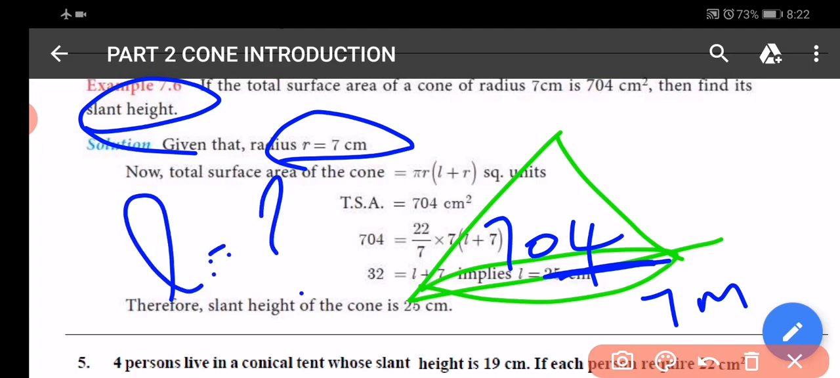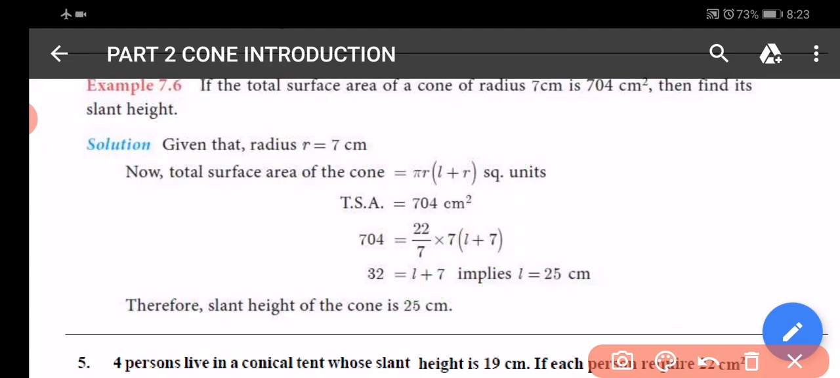They ask l. So if we need l, before that we want to find the h, or directly we use the formula TSA and we get the slant height. In the total surface area of the cone, the formula is pi r into l plus r square units. In the formula there are only two measurements, r and l. So we know r, then we have to find the l. That's all.